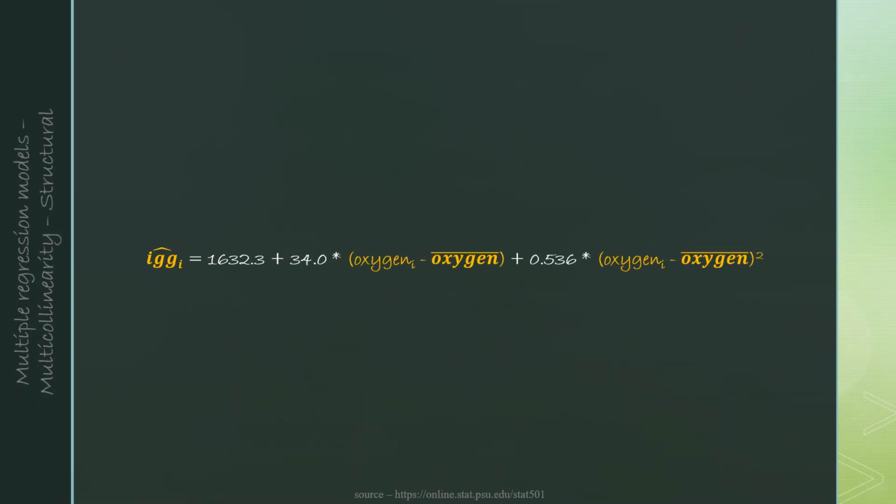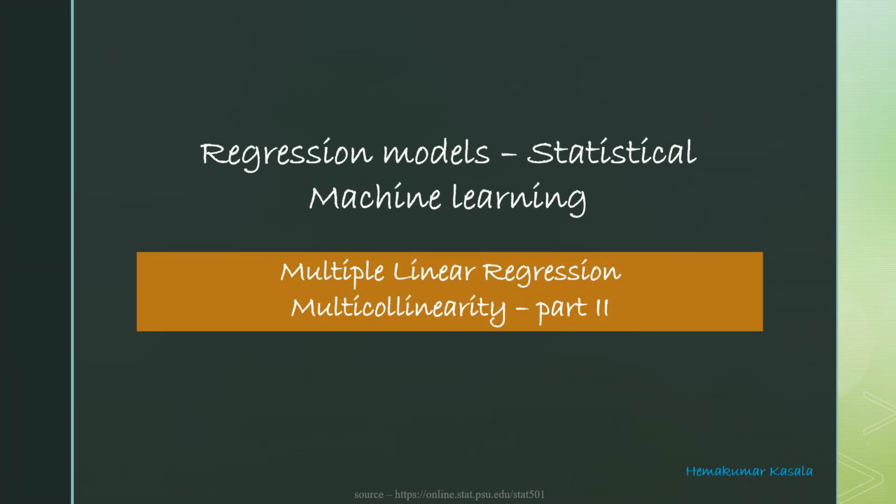We use this regression function that we arrived at as a result of centering the predictors to predict the immunoglobulin level of a person whose oxygen level in the blood is at a certain value. That completes our understanding of structural multicollinearity and the techniques to circumvent the same. That concludes our understanding of the concepts behind multicollinearity, its impacts and consequences, the statistic namely VIF, and the ways to handle multicollinearity in model building.